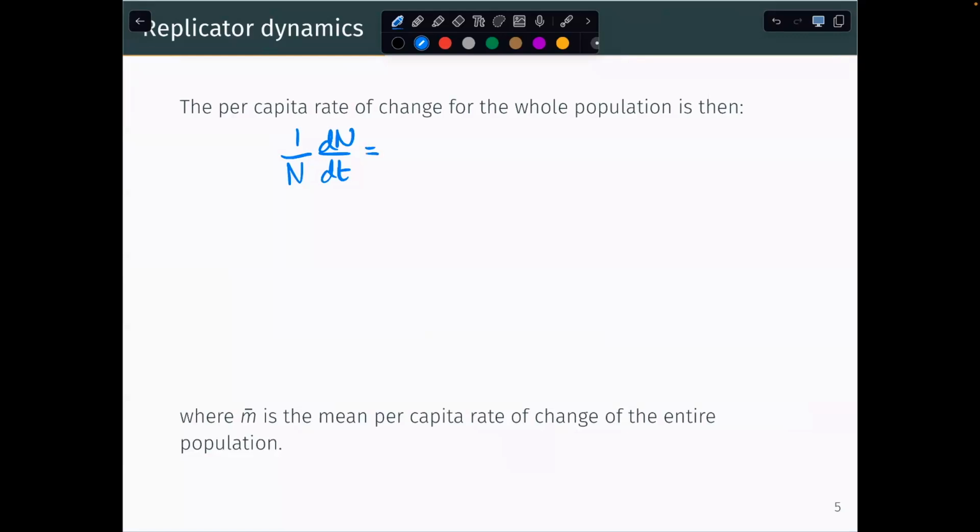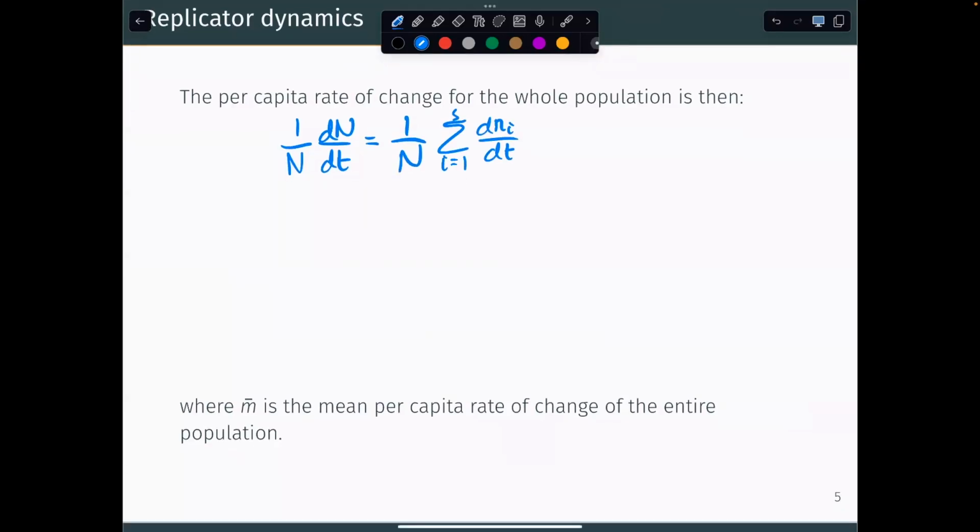So what's this going to be? Well, this is just 1 over N. What is dN/dt? Well, it's just going to be the sum of all of our individual phenotypes, their rates of change. We've got S different phenotypes. dN_i/dt is the rate of change for phenotype i. So the sum from i equals 1 to S of dN_i/dt is the rate of change for all of the populations, and we want the per capita rate of change, so we divide by N.